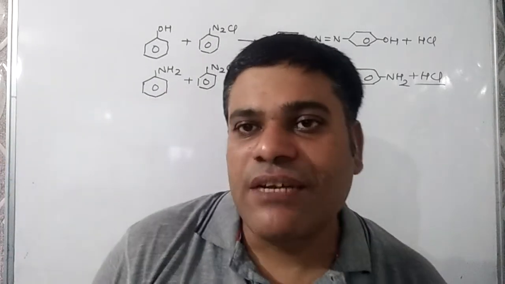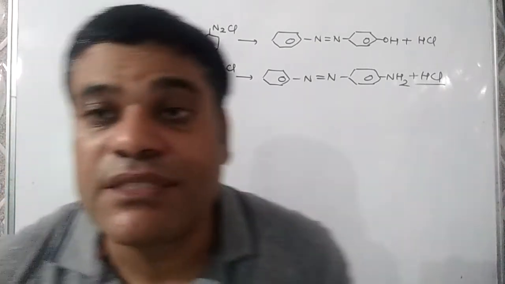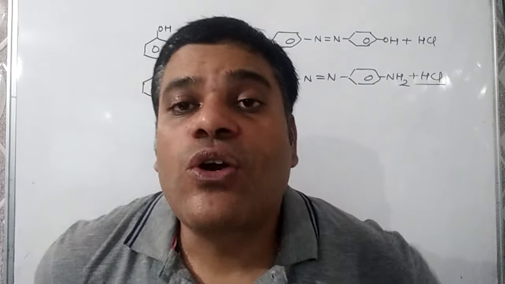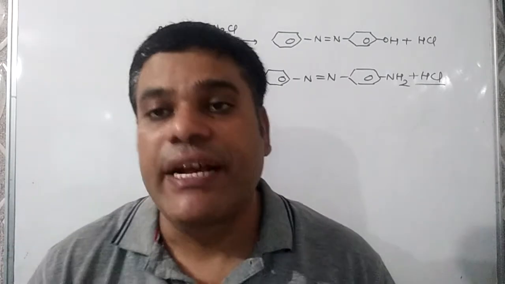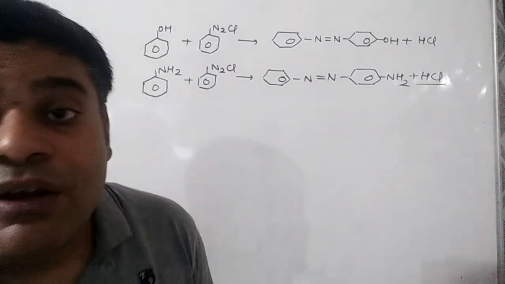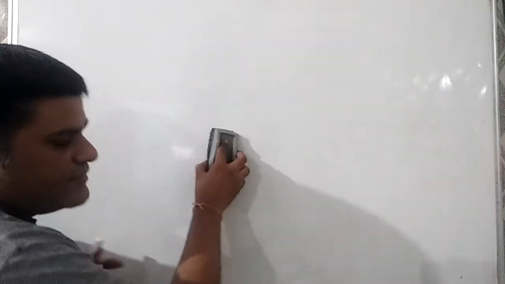Next will be reaction with chloroform or carbon tetrachloride. That is also a very important reaction for your board exams. This reaction is known as Reimer-Tiemann reaction. I already mentioned, when phenol will react with chloroform or carbon tetrachloride in presence of a base, then the product formed will be salicylaldehyde and salicylic acid respectively, and intermediate for this reaction will be a carbene.